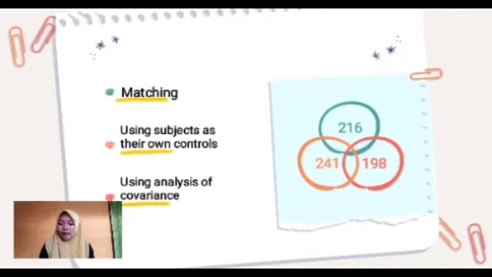And then next, using subjects as their own controls. When subjects are used as their own controls, their performance under both treatments is compared. And there is also analysis of covariance, an analysis that can be used to equate groups statistically on the basis of the pretest or other variables. The posttest scores of the subjects in each group are adjusted accordingly.